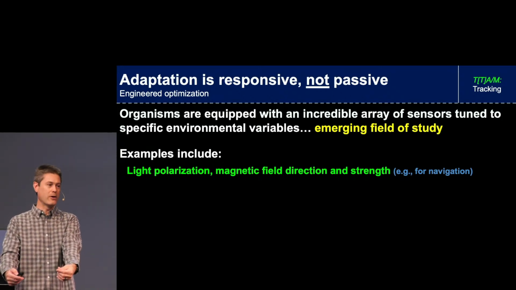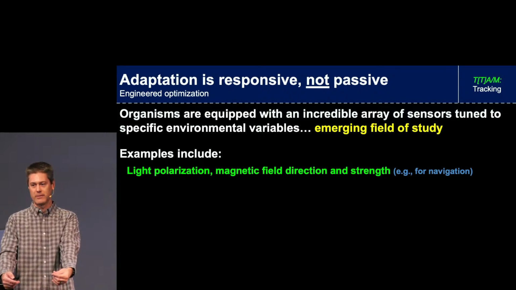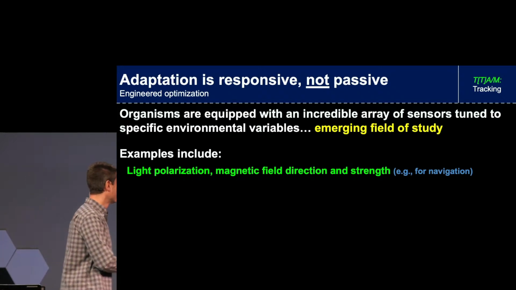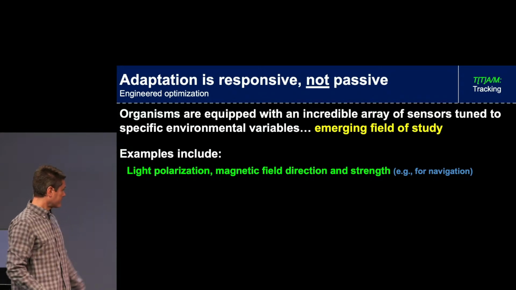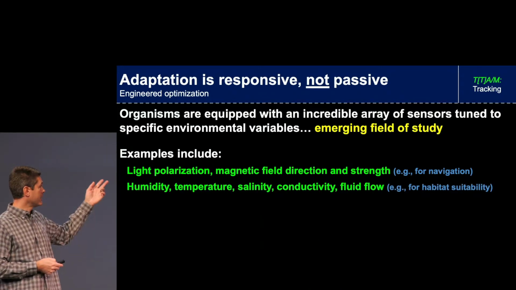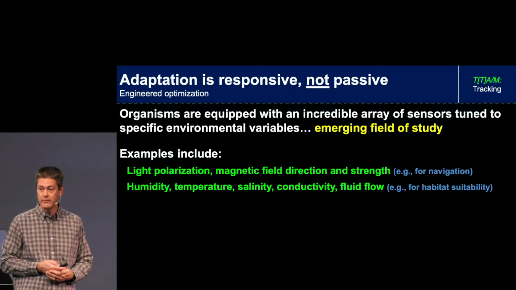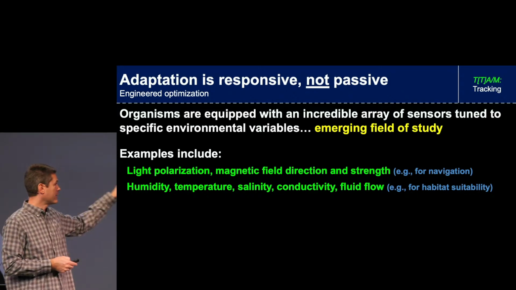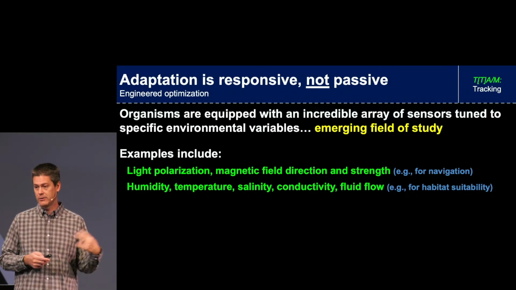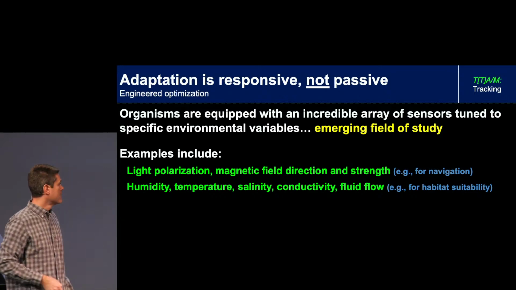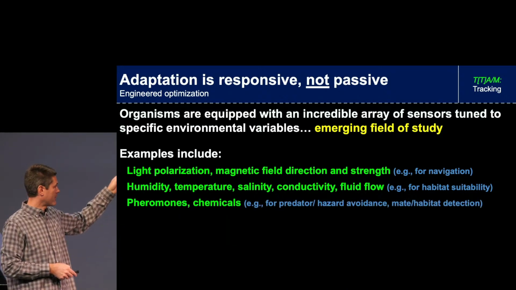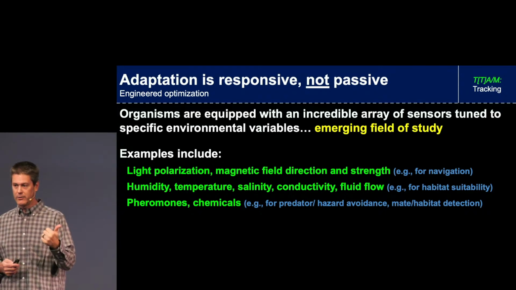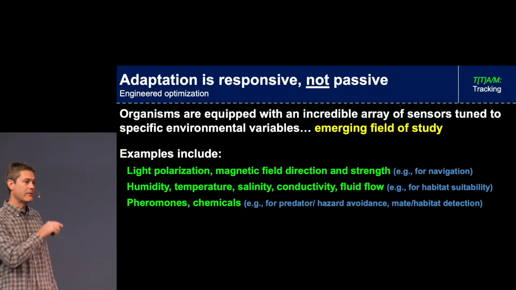The offspring have never been to the ocean, but they know how to get there because they have a map that their parents made. It's pretty amazing. In addition to that, there's lots of sensors for things like humidity, temperature, salinity, conductivity, fluid flow, etc. And these are often used for determining habitat suitability. And of course, organisms sense things like pheromones and chemicals to avoid predators, find mates, etc. So there's a lot of different sensors going on.